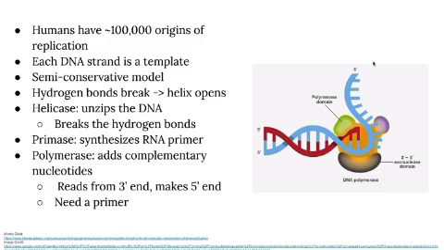This is known as the semi-conservative model because each double helix is made up of one old strand and one new strand. The first step of this process is using an enzyme called helicase, which unzips the two strands of DNA by breaking the hydrogen bonds between the nitrogenous base pairs, like A and T or G and C.